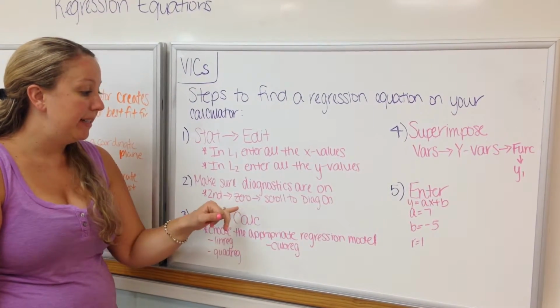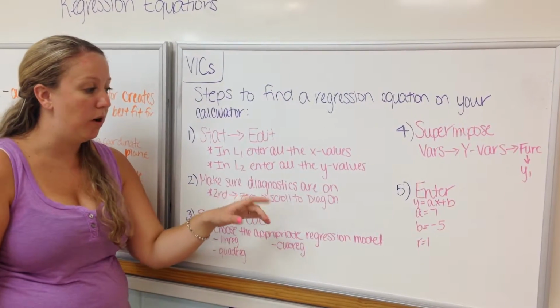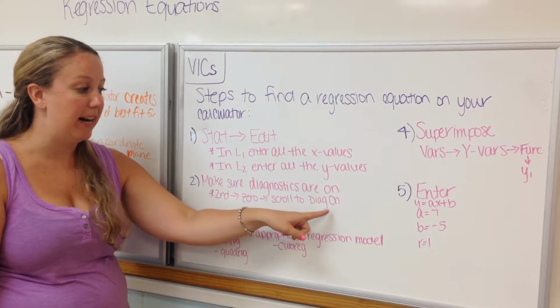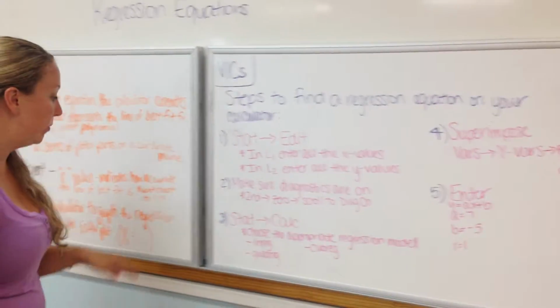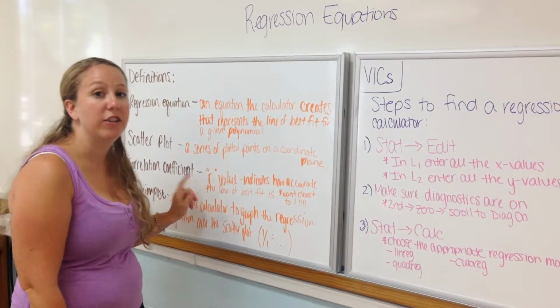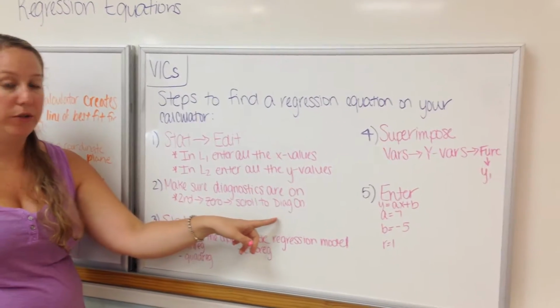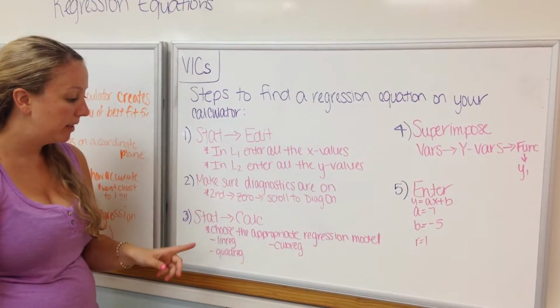Step 2, you want to make sure your diagnostics are on. So you're going to hit second 0 and scroll all the way down to diagnostics on and hit enter. And that'll turn your diagnostics on, which will make the correlation coefficient show up when you get your equation.